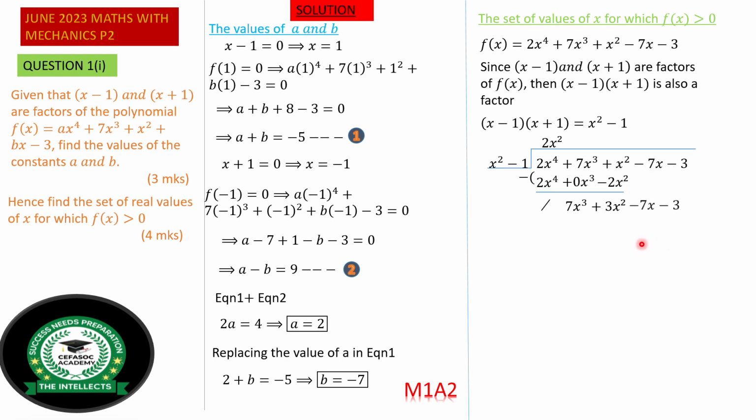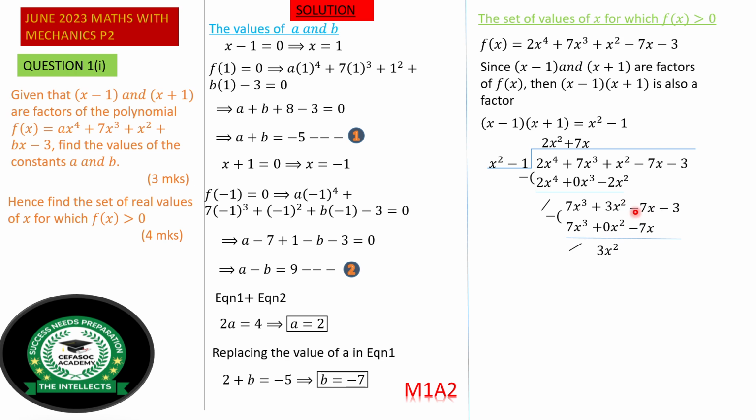I bring down the other terms, and I'll have negative 7x minus 3. Now 7x cubed divided by x squared is plus 7x. When I multiply, I'll get 7x cubed. Now the same scenario occurs here: I'm not having an x term, so I can put here plus 0x. Now we'll multiply this one, I'll get minus 7x. So doing the subtraction, I will get 7x cubed minus 7x cubed is 0. 3x squared minus 0x squared is 3x squared.